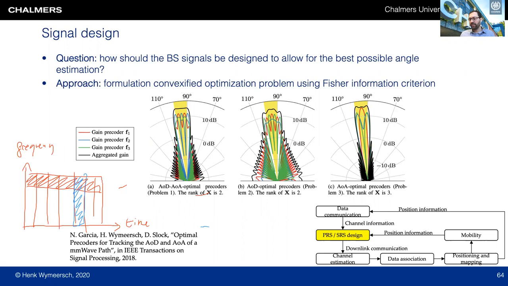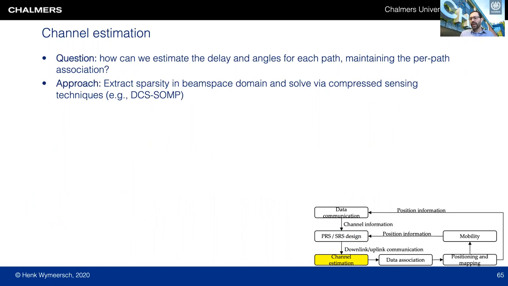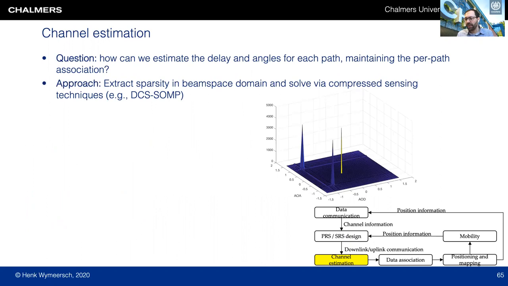Once you've designed the signal, you send it to the user, who needs to estimate the channel. How we estimate the channel is that we exploit sparsity. As you know, the channel is of this form: a superposition of L paths, with some gains, a received angle, a transmitted angle, and then some delay, tau minus tau_l, something like this. Even though this channel itself is an enormous matrix, a high-dimensional object, it is described by very few parameters.